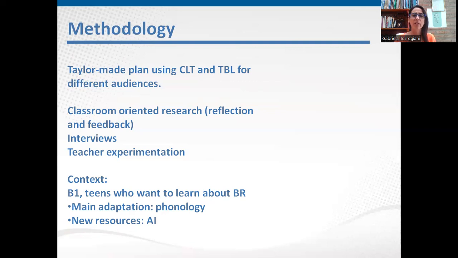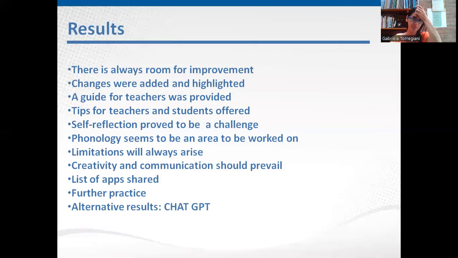Well, this is just a reminder, context B1 level, teenagers who wanted to learn about British English and they had, well, if you read my plan, you will see that they had an American accent. They graduated in a way from an American school. And so they wanted to learn more about British English. The main adaptation was under phonology, and I worked a lot with artificial intelligence. Again, this was something I decided to do at the very end of the final project.